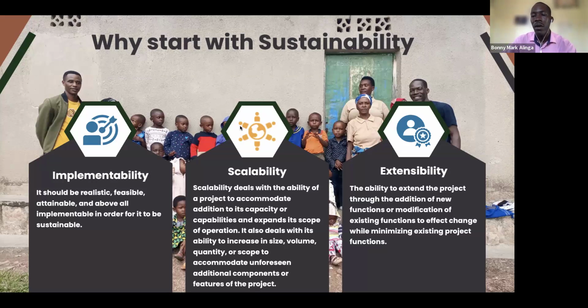So think through the scalability of the project before even you go far into diving into several words and several factors. Think about its scalability and extensibility of the project, the ability to extend the project throughout or create additional functions within the project, modification of the project, or even minimizing the existing function to accommodate something new in that project. So look through this and think about it as you start a project.